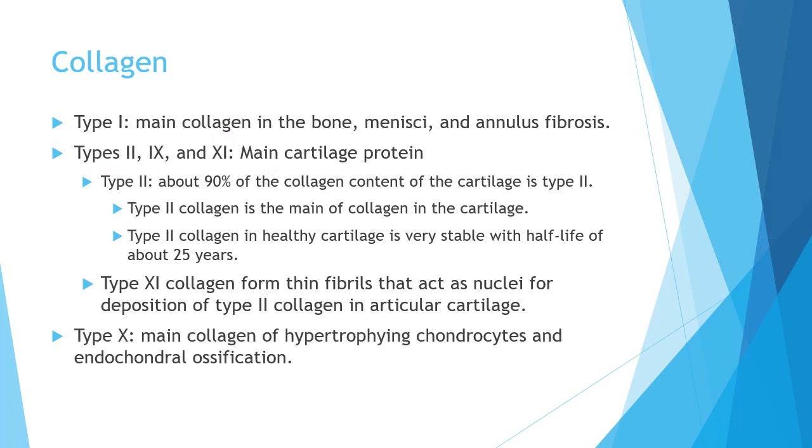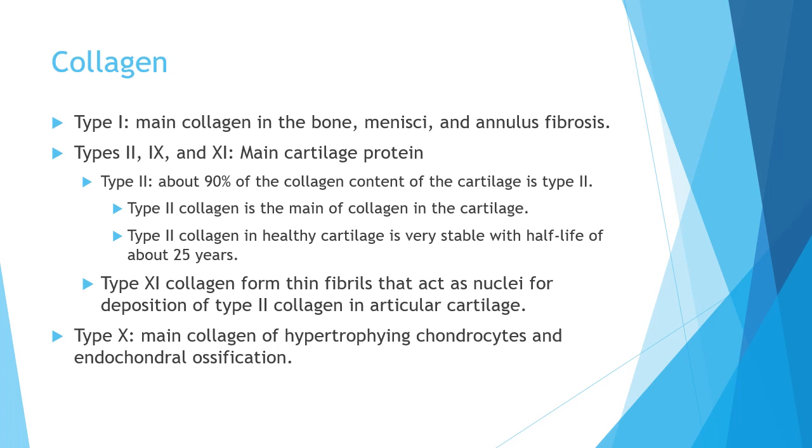Type 1 is also present in the menisci and in the annulus fibrosus. This is the outer layer of the intervertebral disc. Type 2, as we said, is the main collagen of the cartilage, about 90% of the collagen content of the cartilage is type 2, and in healthy cartilage, the half-life is about 25 years. It's very stable.